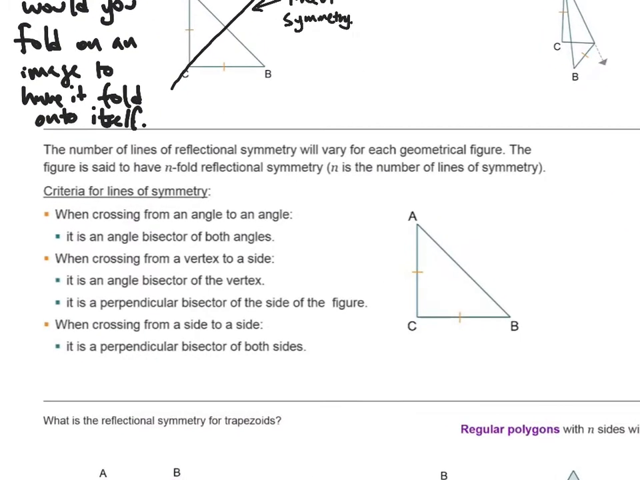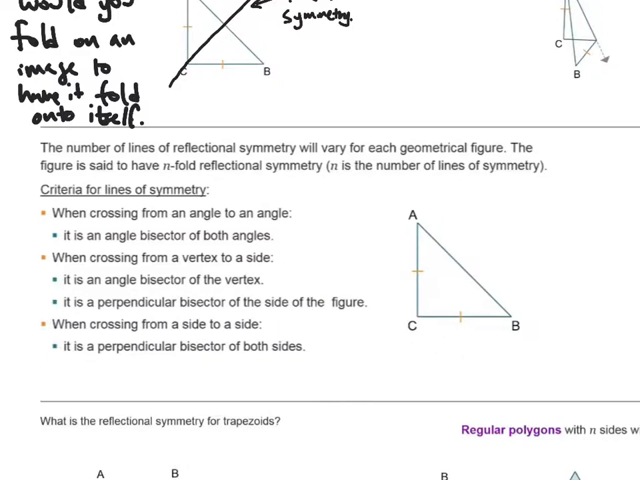The number of lines of reflectional symmetry will vary for each geometrical figure. The figure is said to have n-fold reflectional symmetry, where n is the number of lines of symmetry. Criteria for lines of symmetry: when crossing from an angle to an angle, it is an angle bisector of both angles. When crossing from a vertex to a side, it is an angle bisector of the vertex and a perpendicular bisector to the side of the figure. When crossing from side to side, it is a perpendicular bisector of both sides.